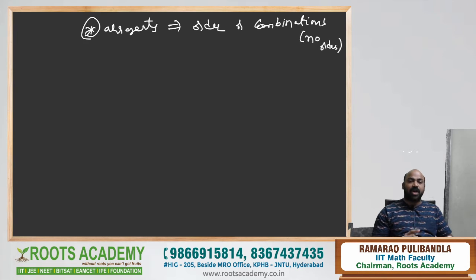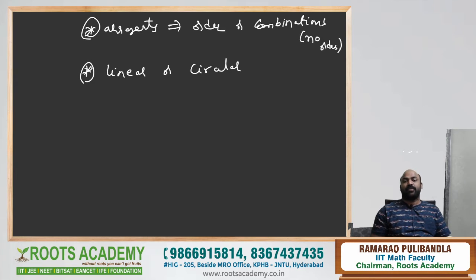So point number one, whenever you look at a question, you have to see whether it belongs to permutations or combinations. Point number two, is it linear or circular? That is point number two you have to see whenever you are going to do any question. And point number three you have to see is, is it dissimilar or similar?